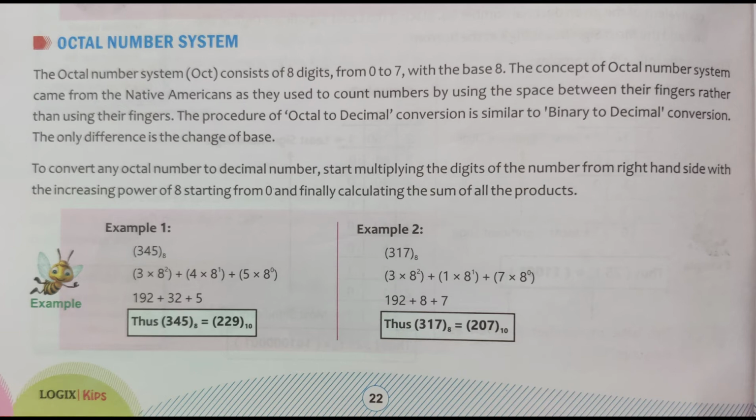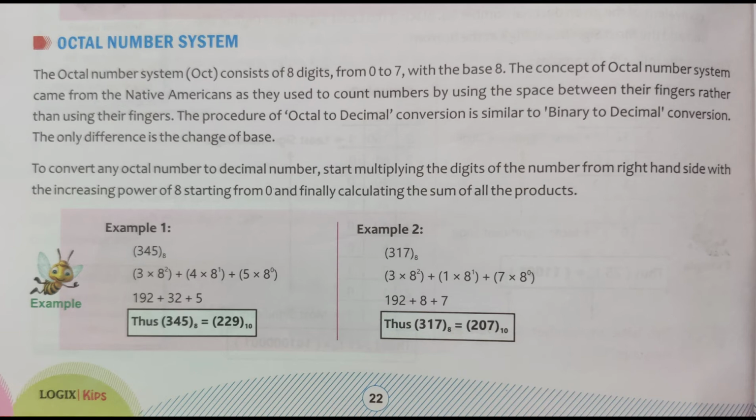317 base 8. What do we have to do? We have to convert it to the decimal number system. So 7 is on the unit place, so we multiply by 8 raised to the power 0. Then 1 is on the tens place, so we multiply by 8 raised to the power 1. And 3 is on the hundreds place, so we multiply by 8 raised to the power 2.